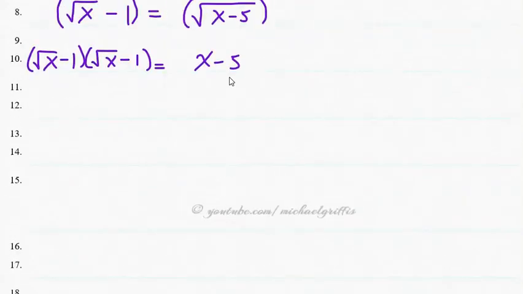Okay, we'll have to multiply. The square root of x times the square root of x is going to leave us with x. The square root of x times negative 1 is negative square root of x. Right, negative 1 times that is the other square root of x. I guess you could say negative 1 times negative 1 is positive 1.